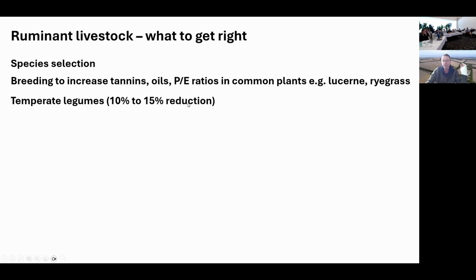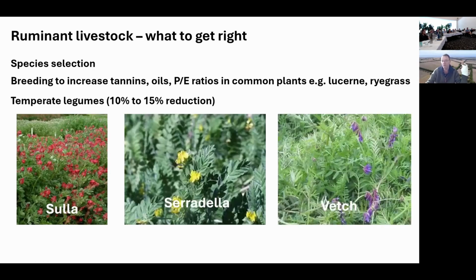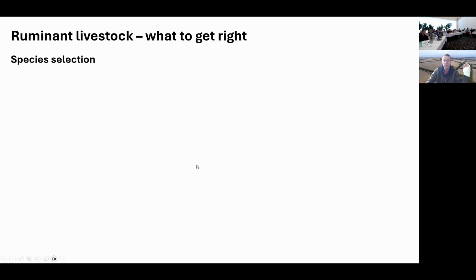Also, some of the temperate legumes we do know have these tannins and oils in them, the tannins in particular. So things like Sulla, arrowleaf clover, Ceredella, and Vetch. As they're testing them with animals, all of those are resulting in a small reduction in emissions, the amount of methane those animals are breathing out, in the order of 10 to 15%, a lot of the trials are showing.